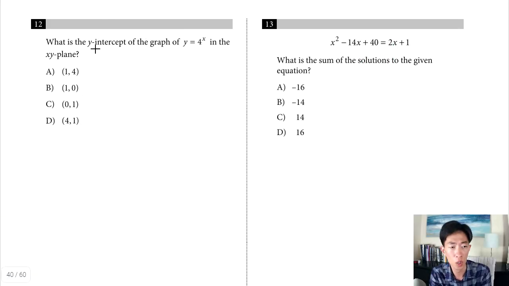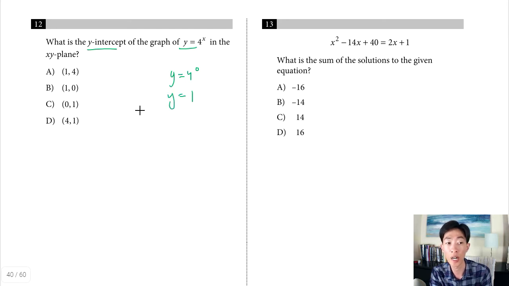Question 12, what is the y-intercept of the graph of y equals 4 to the x in the xy plane? All right, so y-intercept means where does the graph cross the y-axis? And wherever it crosses the y-axis, the x-coordinate is going to be 0. So whenever you have to find the y-intercept, it just means plug in 0 for x and then see what y is. So 4 to the 0 is 1, because anything raised to the 0 power is 1.